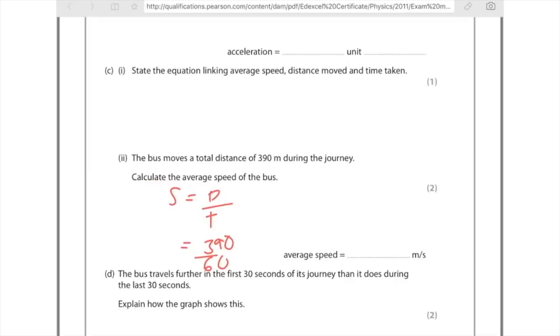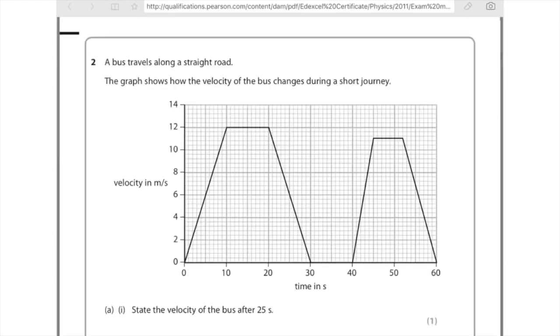The bus travels further in the first 30 seconds of its journey than it does during the last 30 seconds of this journey. Explain how the graph shows this. Well, remember that I told you distance is given by area under the graph line, and you can see that the trapezium for the first 30 seconds is way bigger than the one for the second 30 seconds, so therefore clearly the bus travelled further. So for the first mark, state the fact that distance is given by area under the graph, and then for the second mark, compare the two areas under the line, and you're done.